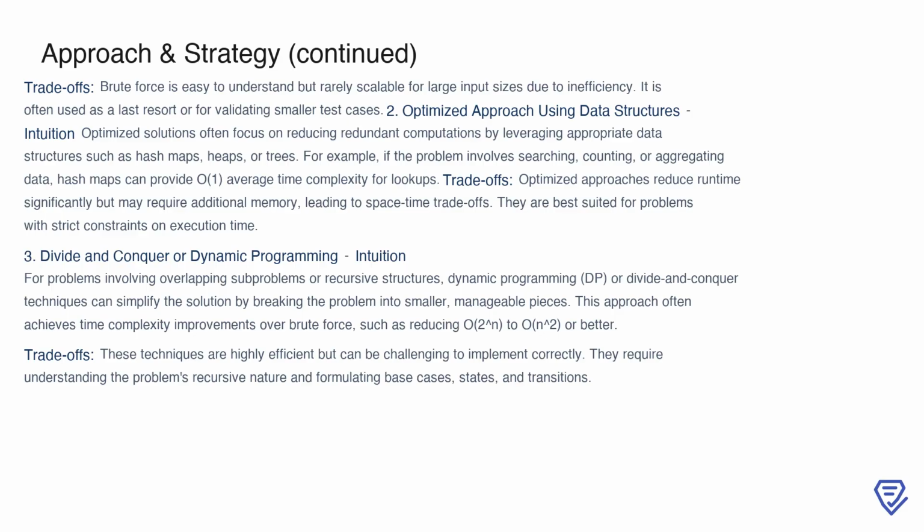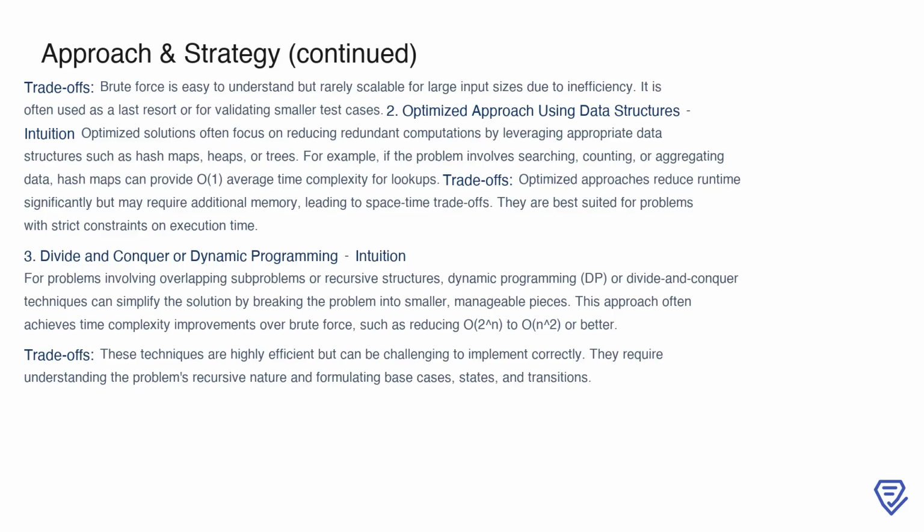By leveraging data structures such as hash maps, heaps, or trees, we can significantly reduce redundant computations. For example, if the task involves searching or aggregating data, hash maps can offer average O(1) time complexity for lookups, making them highly effective. Of course, these optimized methods come with trade-offs, such as increased memory usage, which must be carefully considered.